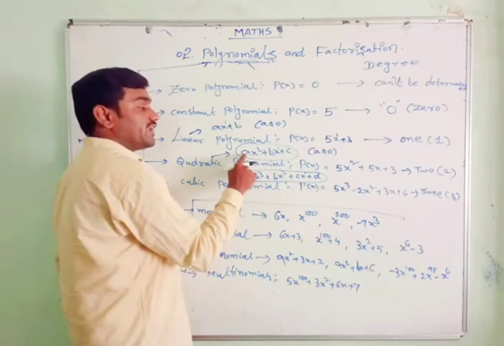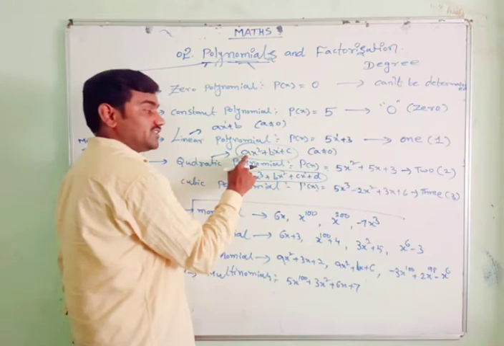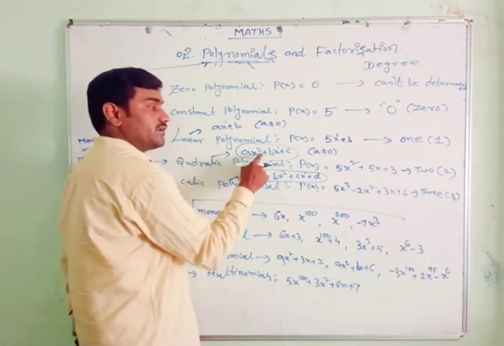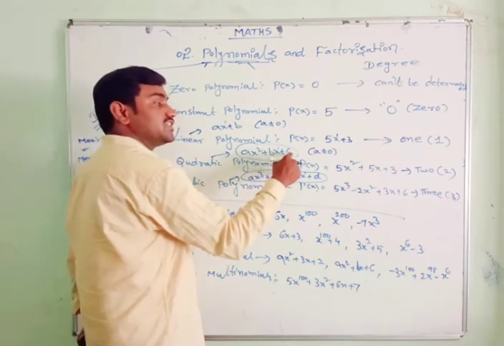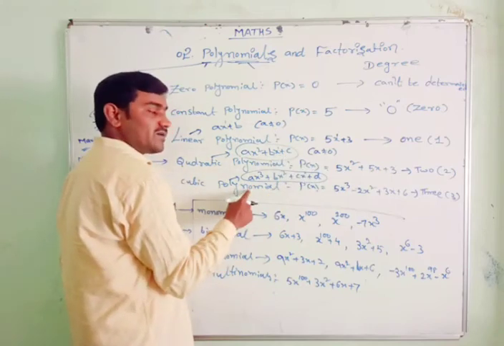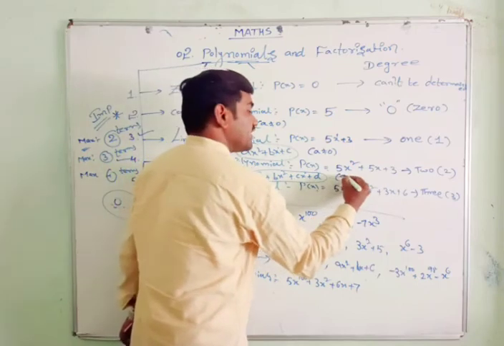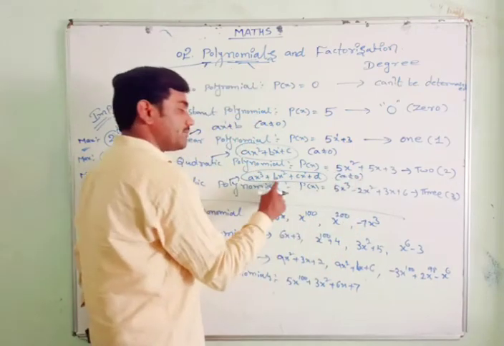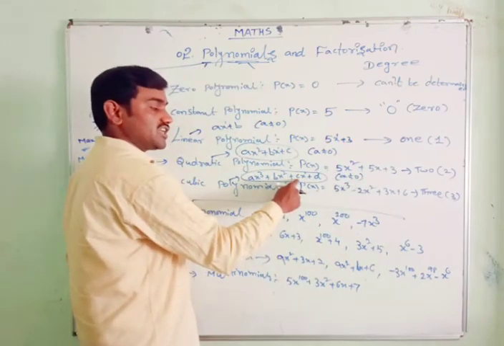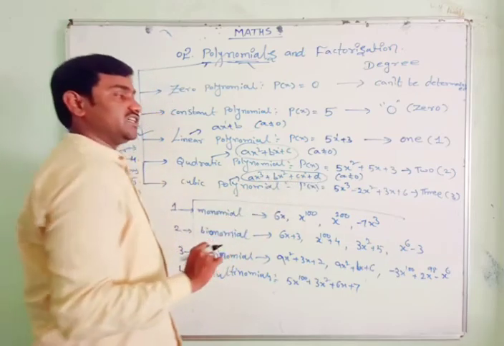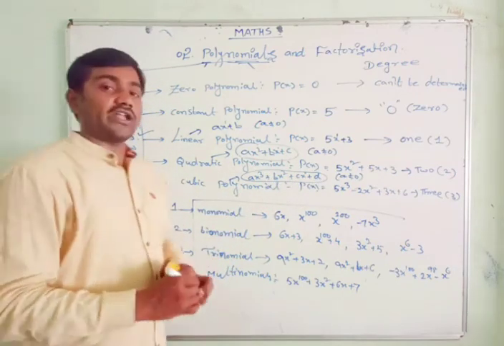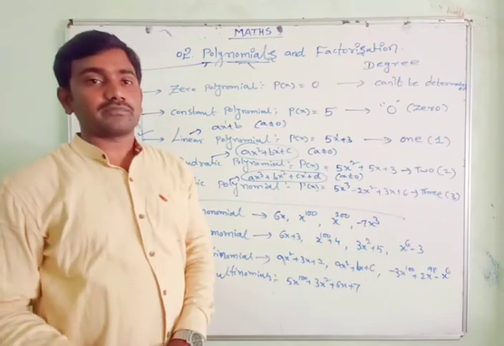So here a and b are the coefficients. A is the coefficient of x square, b is the coefficient of x, c is a constant term. The general form of a cubic polynomial is ax cube plus bx square plus cx plus d, where a is not equal to 0 again. A, b, c are coefficients and d is a constant term. So I hope you got an idea about these polynomials.